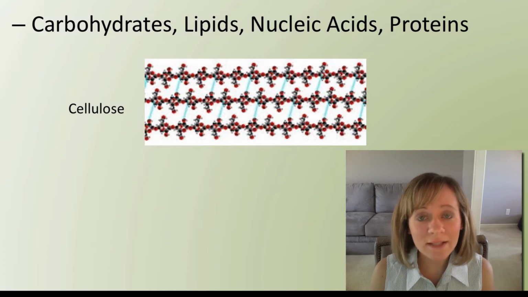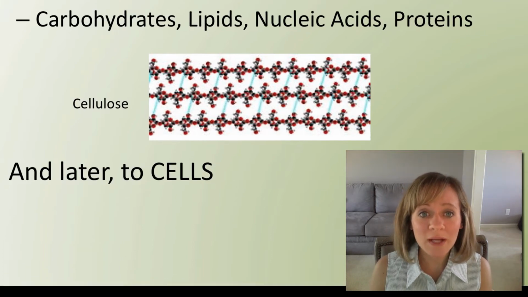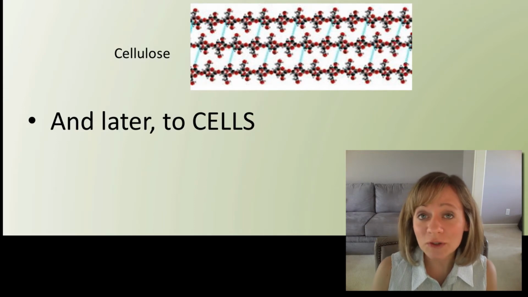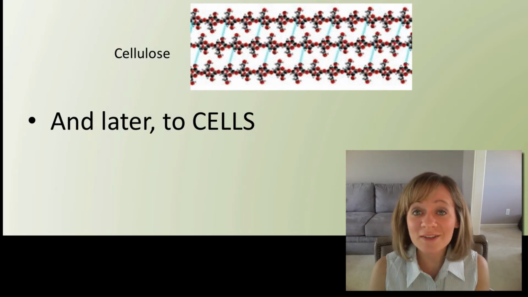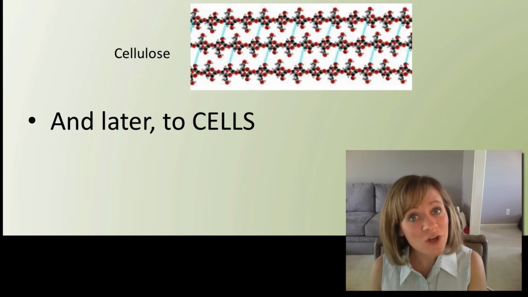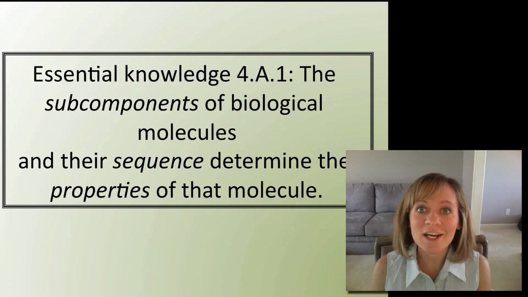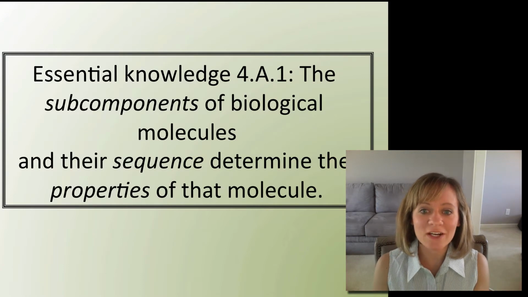Later in the year, we're going to apply this idea of the whole being greater than the sum of its parts to cells. We're going to learn about all the subcellular organelles and how they interact, and how those interactions lead to the function of a cell and then a tissue and an organ and so on. We're going to see how all of these things are connected and interact together, right? Big idea 4: biological systems interact.